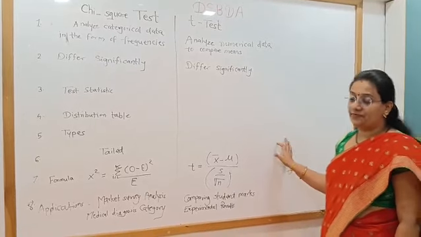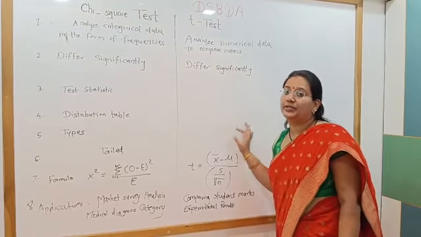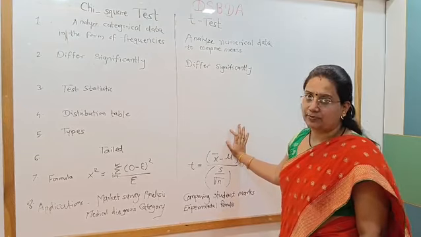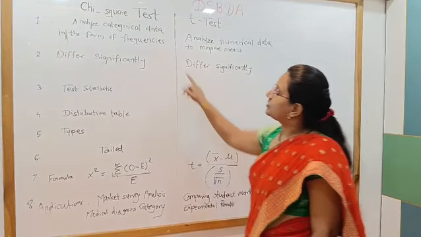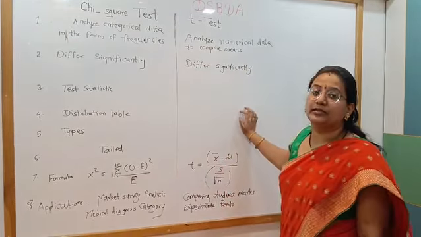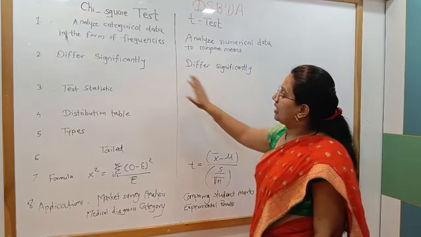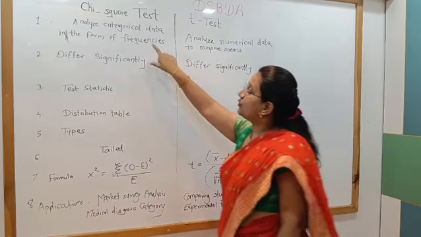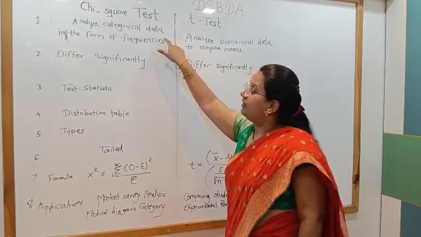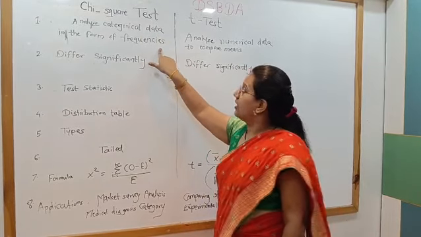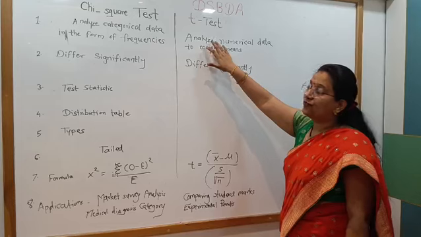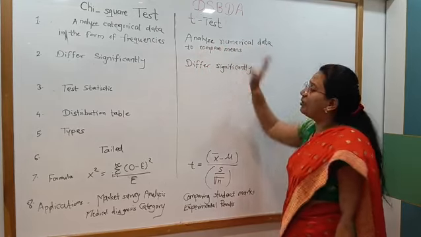Today we learn the difference between different types of hypothesis testing. There are two types of hypothesis testing we already learned, the chi-square test and the t-test. Today we learn the difference between them. The chi-square test is used to analyze categorical data in the form of frequencies, and the t-test is used to analyze numerical data to compare the means.